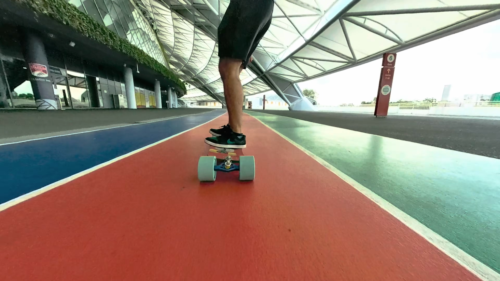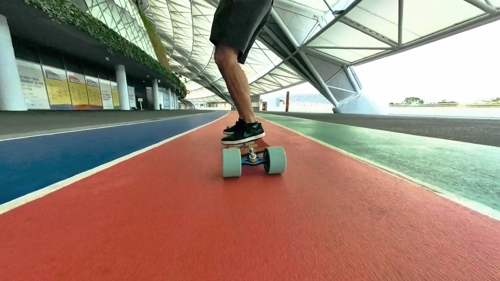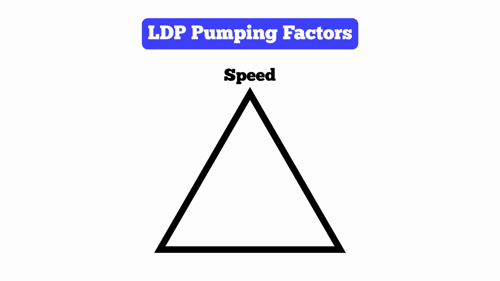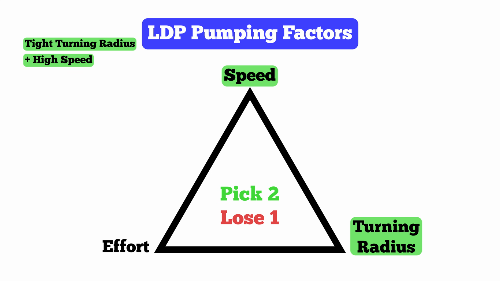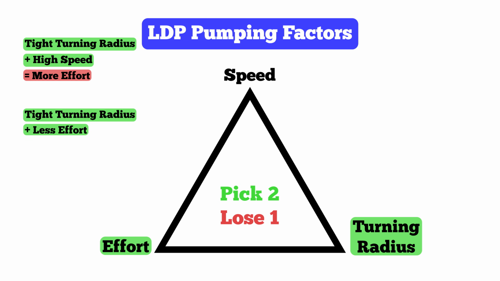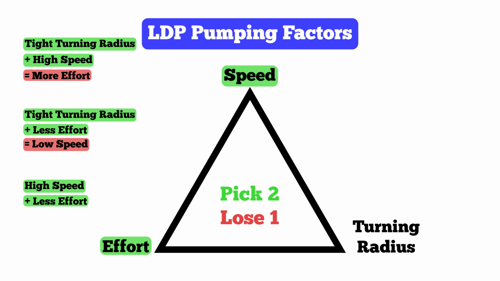boards pump effectively. There are three main factors at play: speed, effort, and turning radius. Now here's the thing. These factors are in a constant balancing act. If you want a tight turning radius while maintaining high speed, you'll have to put in a lot of effort. On the flip side, if you aim for a tight turning radius with less effort, you'll lose some speed. And if you prioritize maximum speed with minimum effort, you will need a wider turning radius.